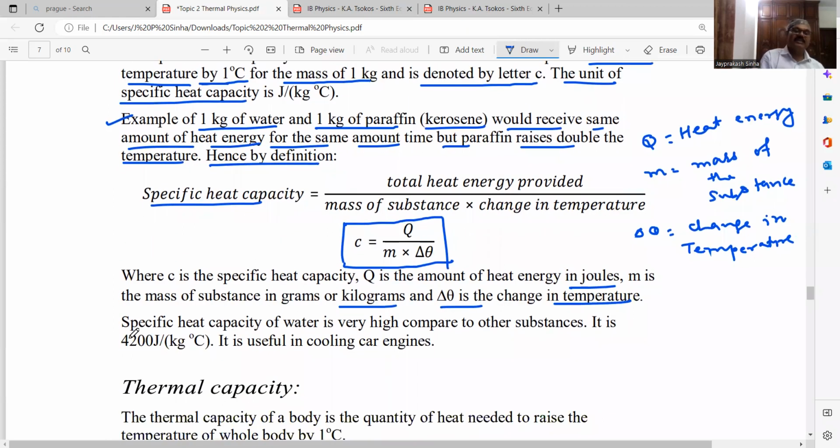So we already know that the specific heat capacity of water is very high compared to other substances. The specific heat capacity of water is approximately 4,200 joule per kg per degree Celsius. Because the specific heat capacity of water is very high, it is useful in cooling car engines.